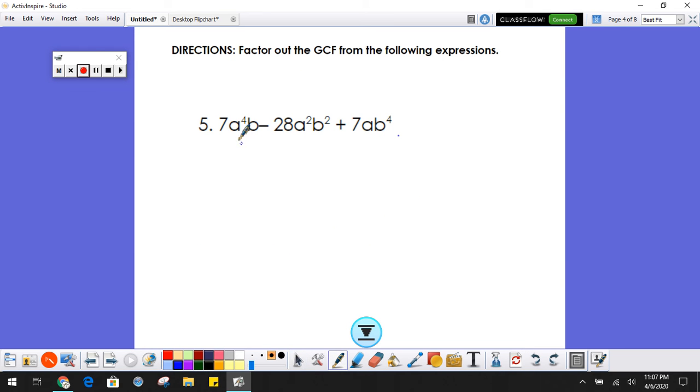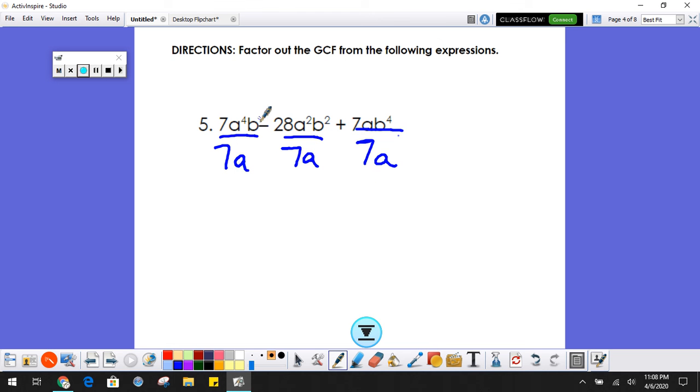And this is number 5. On number 5, my coefficients are 7, 28, and 7. Pretty sure that 7 is what I need since it's on 2 of them, and I'm thinking 28 divided by 7 is 4. So I can divide all 3 of these by 7. Then I start looking at the variables. The first term has a to the 4th, or 4 a's. The second term has 2 a's. The third term has 1 a. So all 3 terms have at least 1 a.